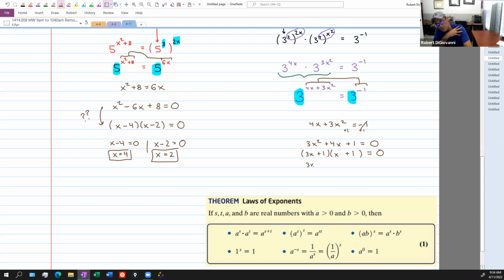Set each of these equal to 0. On the first one, we would get -1/3 because we would subtract 1, then divide by 3. And on the second one, we would subtract 1 and get -1. So we have 2 answers.